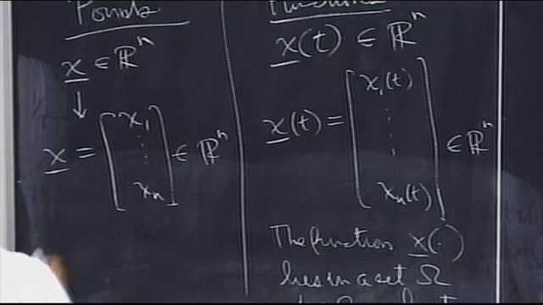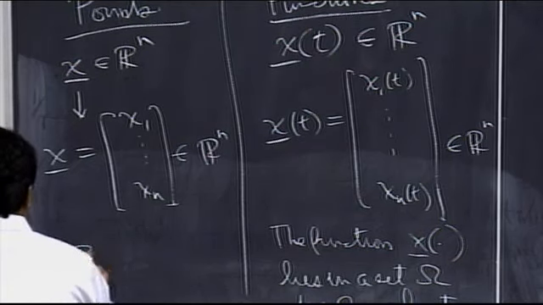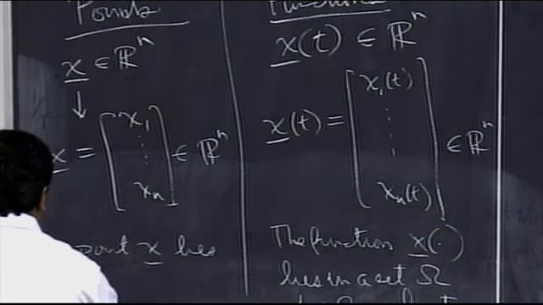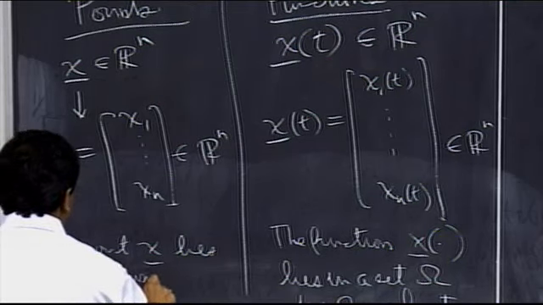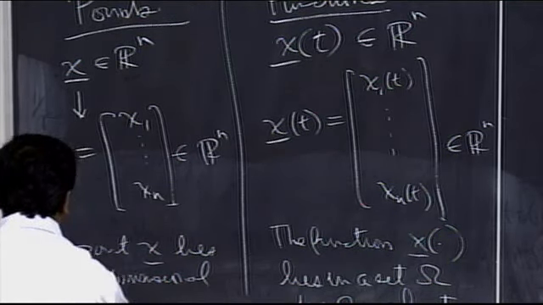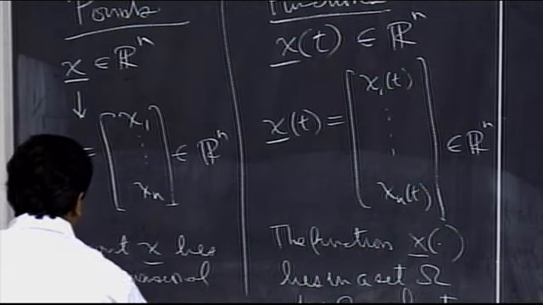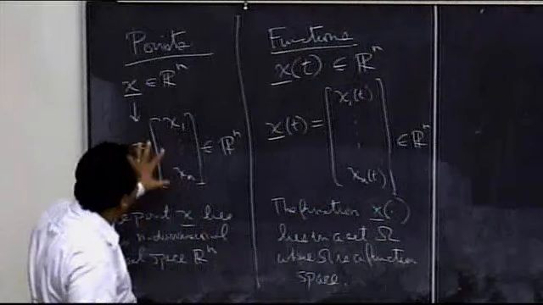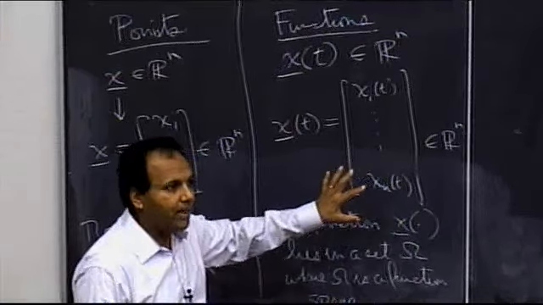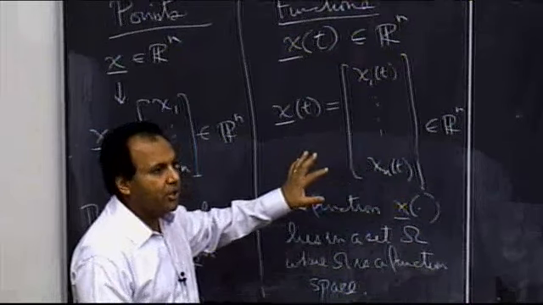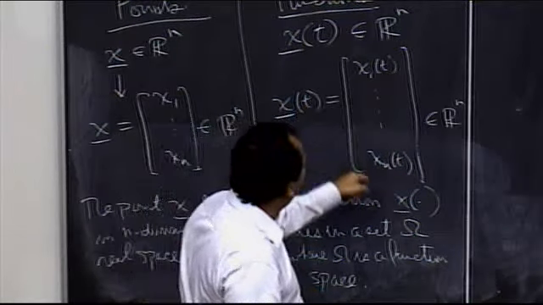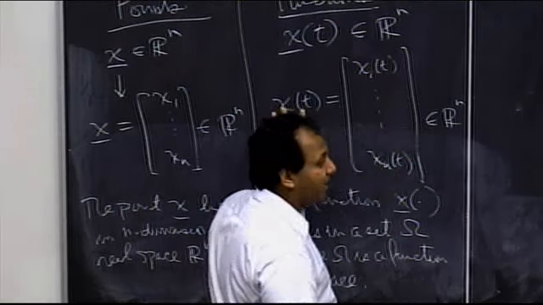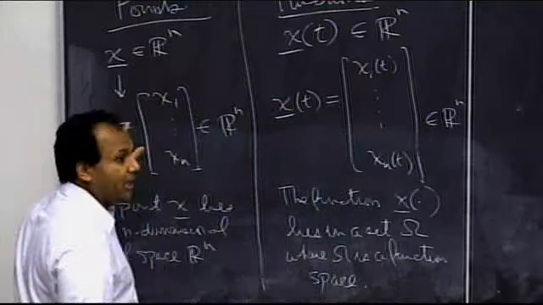So over here, what I'm saying is the point x lies in n-dimensional real space Rn, okay? You cannot get these two things confused. These are points, these are functions, all right? Functions are not points. You can evaluate a function at a point to give you back a set of numbers, but the function itself is not a point. Over here, I'm dealing with actual points, all right?